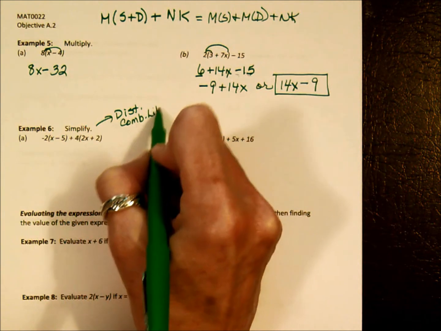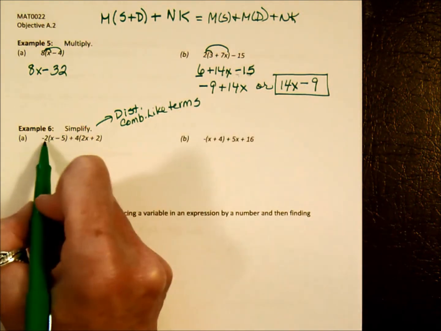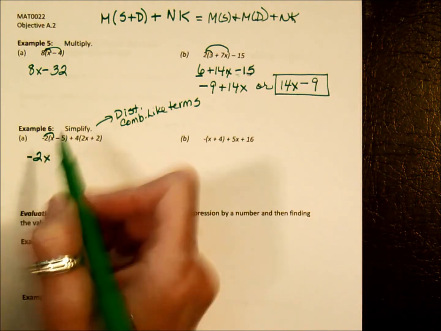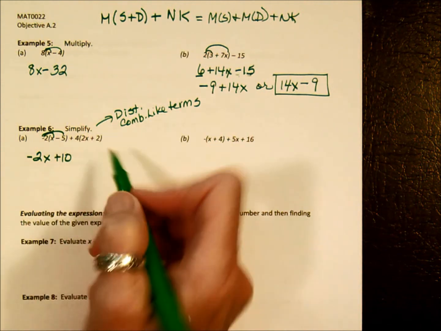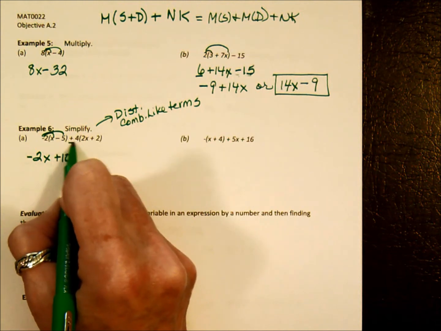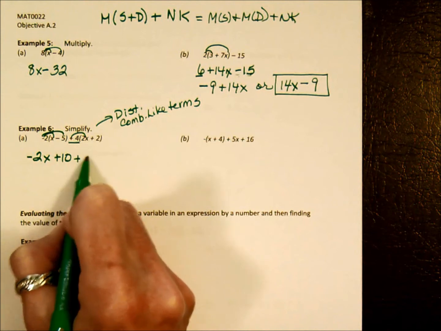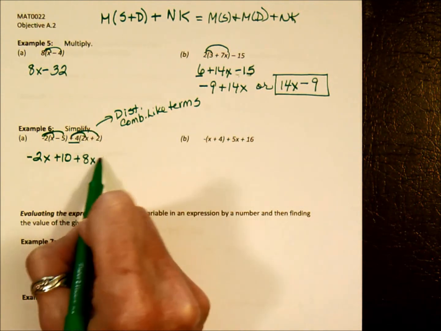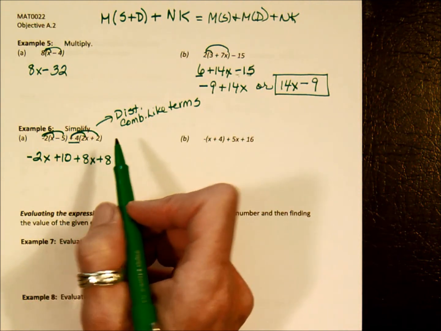So when you see simplify, it means distribute, combine like terms. So I'm going to distribute here a negative 2 times x, negative 2x, negative 2 times negative 5, positive 10. And then here I'm going to distribute a positive 4. Notice I'm including the sign. Positive 4 times 2x, positive 8x. Positive 4 times positive 2, positive 8. And now what we want to do is combine the like terms.